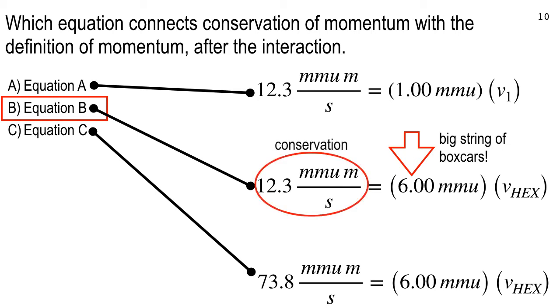And then over here, here's the conservation of momentum. That's the after. You have a string of 6 boxcars after the interaction, and conservation of momentum tells you that after the interaction, you still have 12.3 MMU meters per second. So you're good. Now all you've got to do is solve this one.